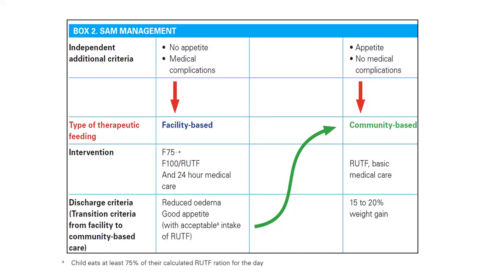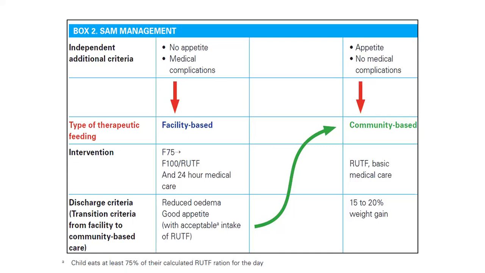So we have to start cautiously with an F75 diet, and after 2 to 3 days, if the child responds to that and tolerates that, we move on to F100 diet, which is a little bit more calorie dense, where each 100 ml will have 100 kilocalories and the protein will be 2.9 grams. So we can give the F100, or we can use ready-to-use therapeutic food and 24-hour medical care.